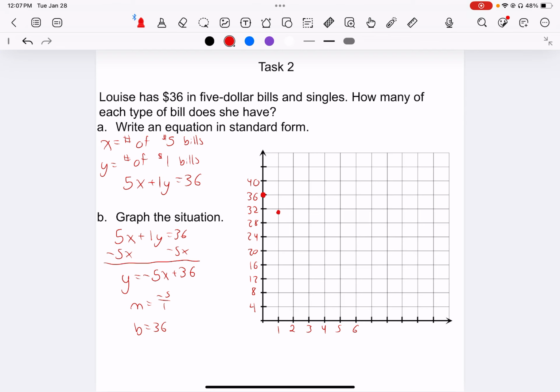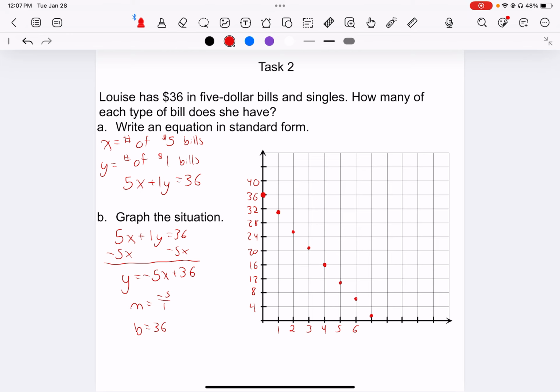Now I'm just going to keep graphing that, so I go down 5 to 26 over 1. Down 5 again to 21 over 1. Down 5 to 16 over 1. Down to 11 and over 1. Down to 6 and over 1. And down to 1 and over 1.